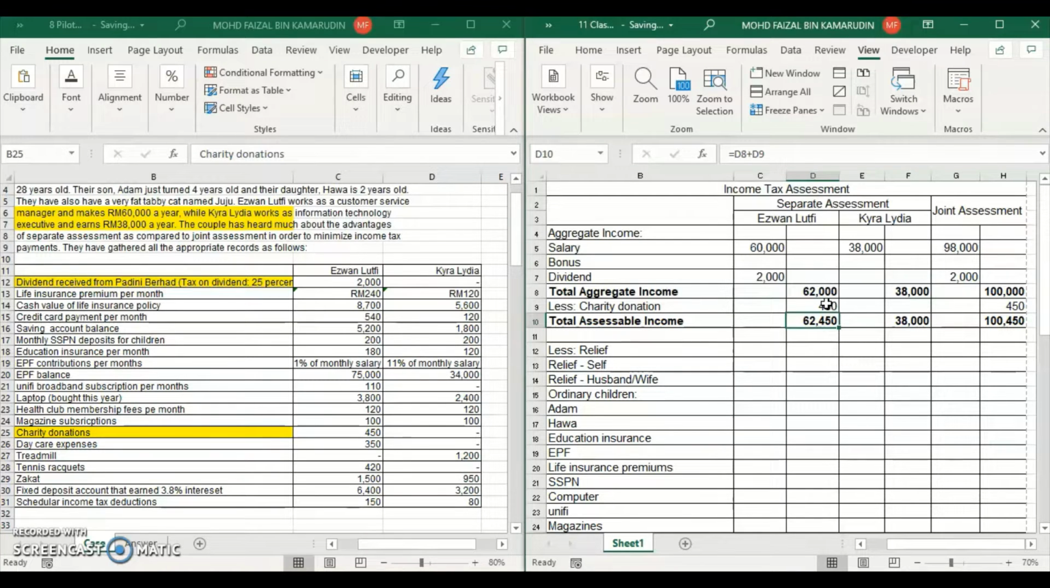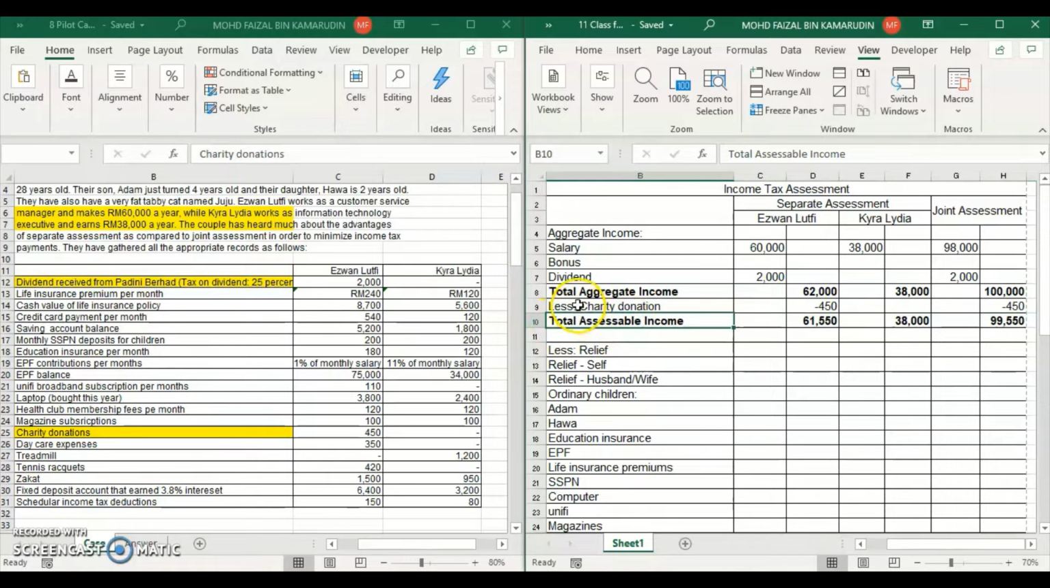Let's check whether everything is okay. I have to check my Excel, so please bear with me. Later, be careful at your end. So this is what we call the total aggregate income, and this one is the total assessable income.